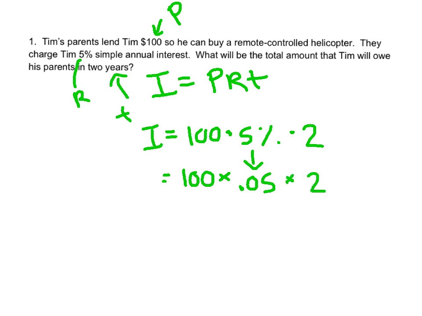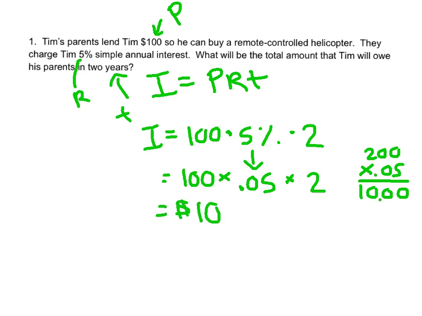Now, when I multiply all this, I'm going to multiply two numbers at a time. And it doesn't matter which order you multiply in, as long as you get the right answer. So in this situation, I like to multiply the decimal last. I like to multiply whole numbers first. So here, 100 times 2 is 200, and then I'm going to multiply 200 times 0.05, and that gives me $10. So this represents the extra money that Tim has to pay his parents back.